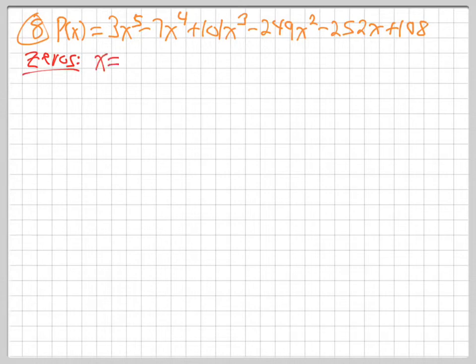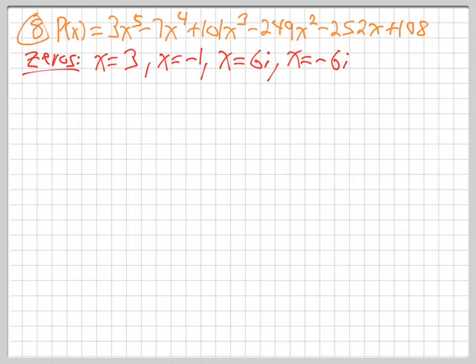What are they? x equals, from the graph, -1. x equals 3. I think we put 3 first. It doesn't matter, whatever order. x is 3, x is -1, and x is 6i, and x is minus 6i. We know those are all zeros. We just have one more to go. So how are we going to find that one more?